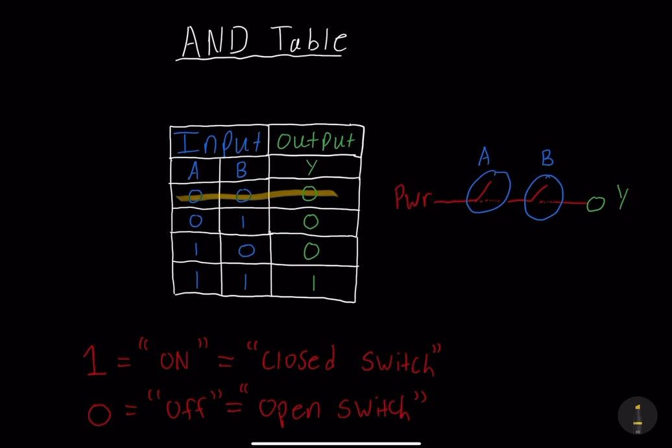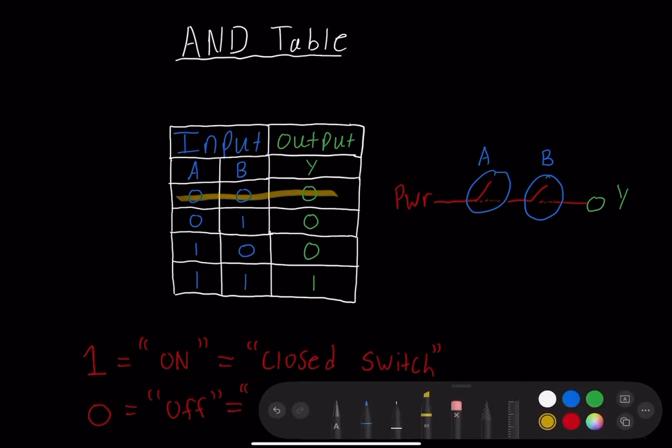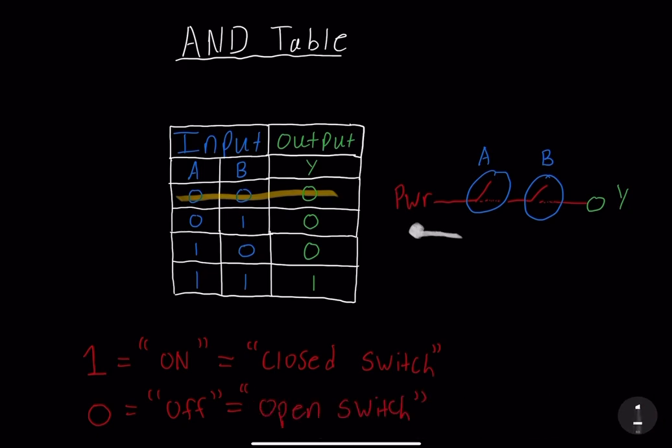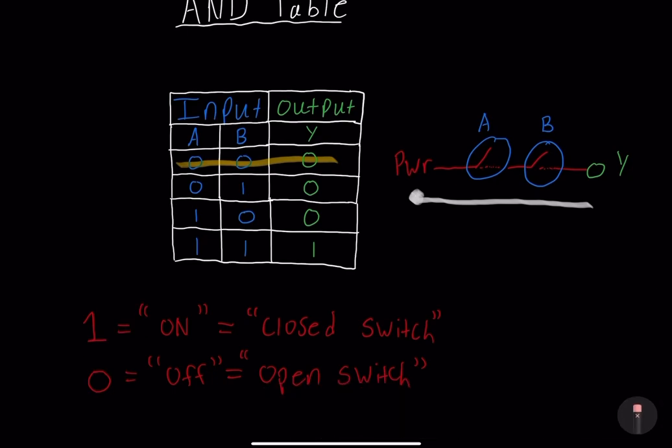For Y to be equal to 1, the current going from power has to reach all the way to Y without any interruptions, meaning both A and B need to be closed, which in this case, they're both open. If an input equals 1, that means it'll be on, and if the input equals 0, that means it'll be off. Right now, A and B are both 0, and 0 equals off. If it's off, that means we put an open switch, which is exactly what we have for A and B. This is why the output Y is equal to 0.